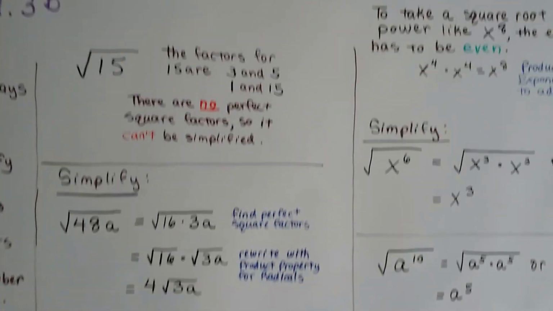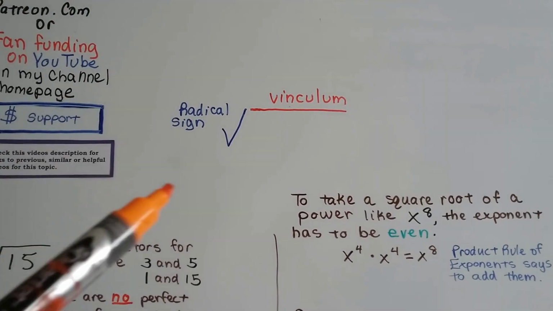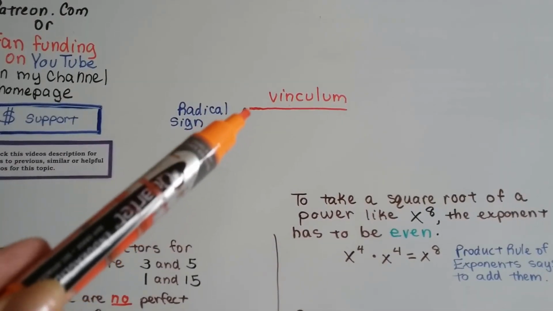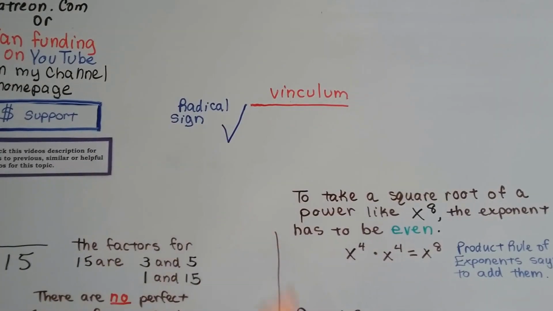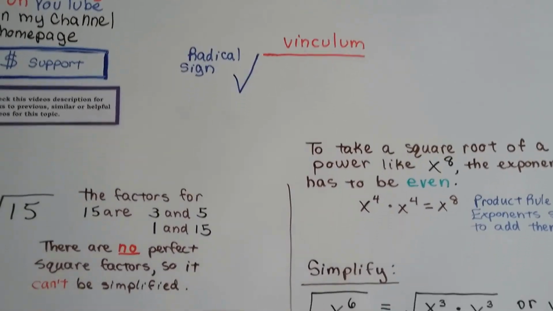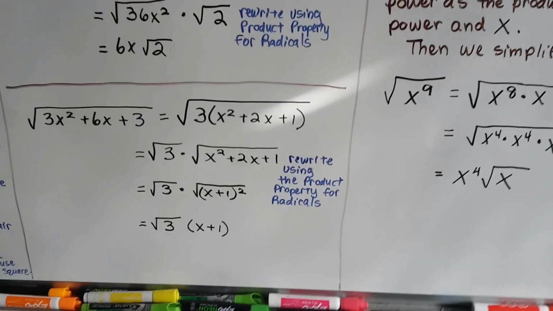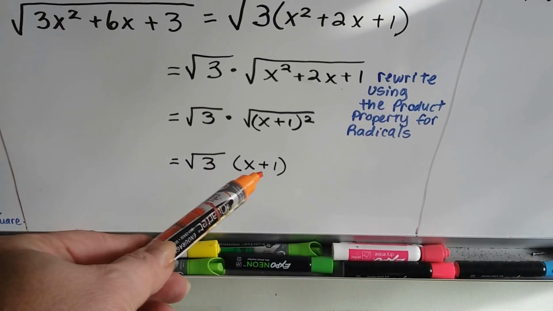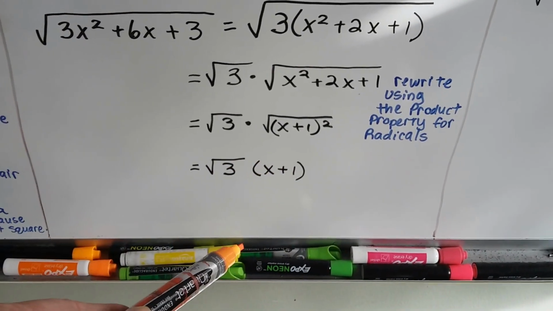I think we talked about this back in 8th grade, I'm not sure, but the radical sign is actually the check mark part of it, and that's called the vinculum, okay? So the x plus 1 does not go underneath that vinculum, okay?